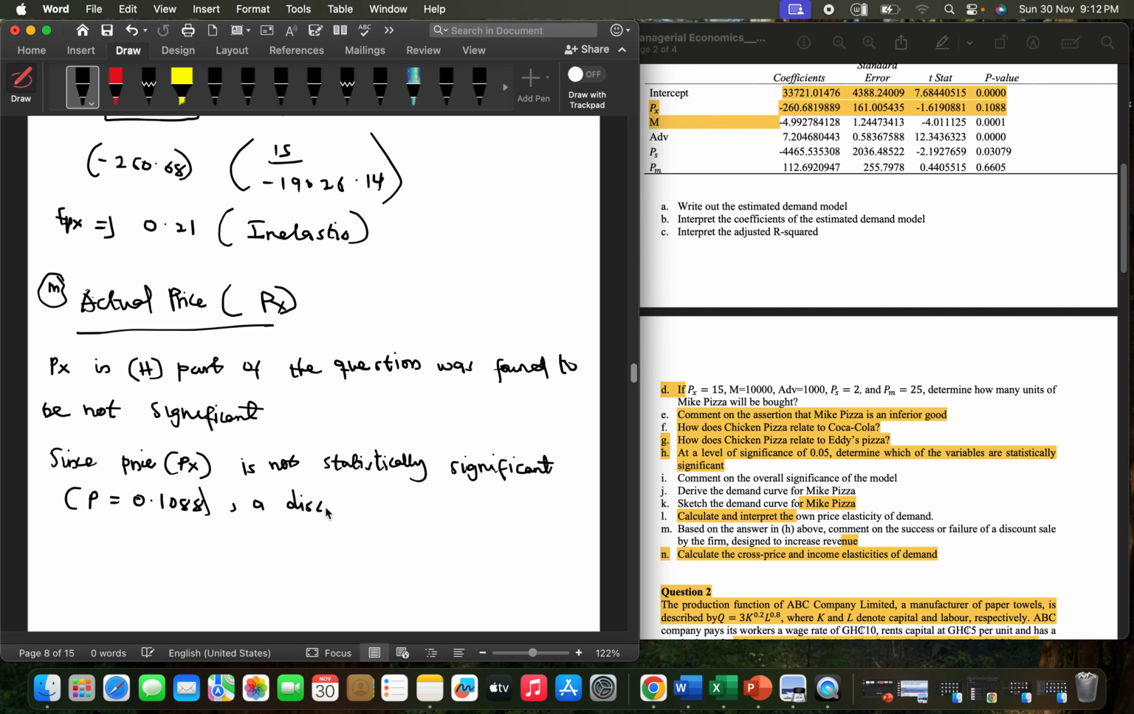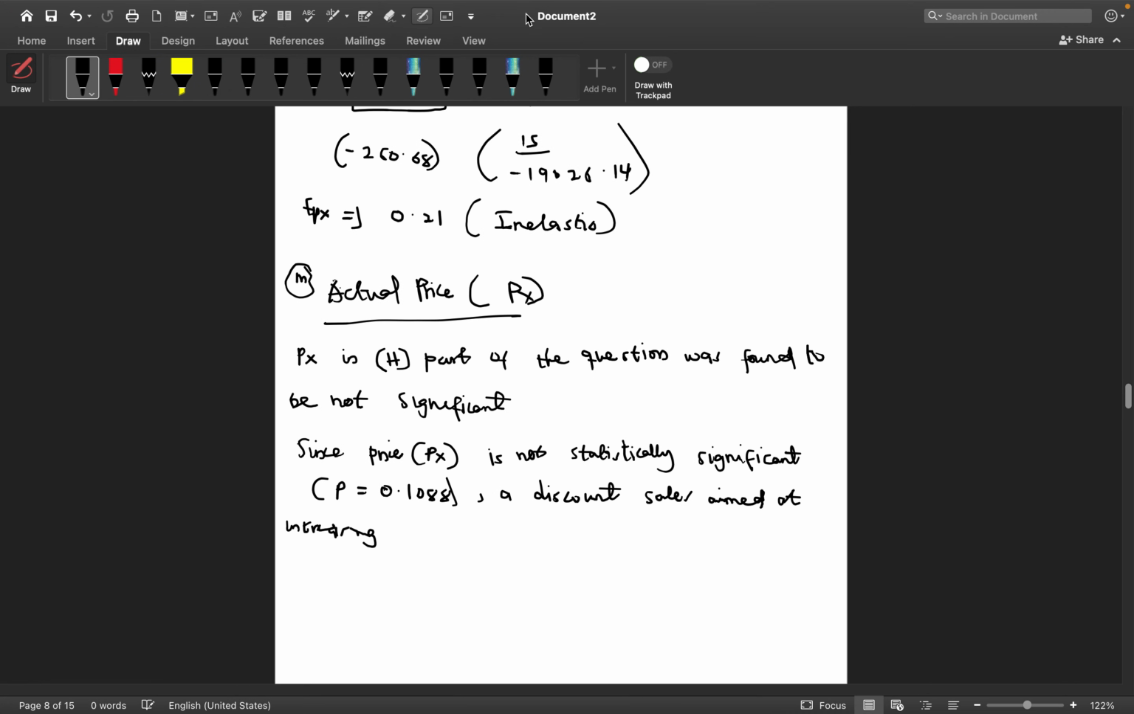A discount sales aimed at... Oh God, really my touchpad is really worrying. Oh God.